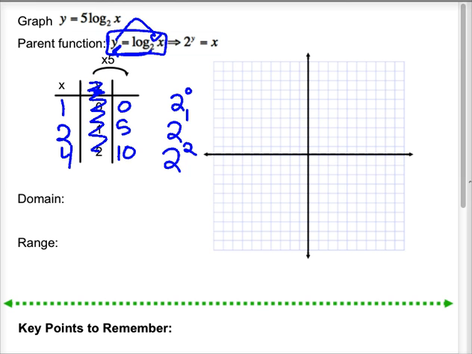And now I'm going to ignore that middle column so I can see my x's and my new y values. So 1, 0; 2, 5; and 4, 10.